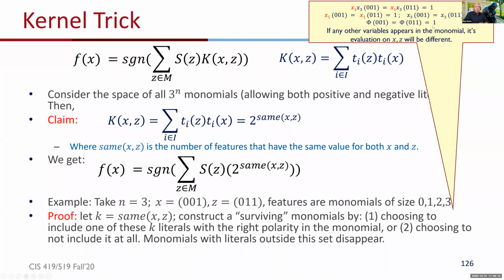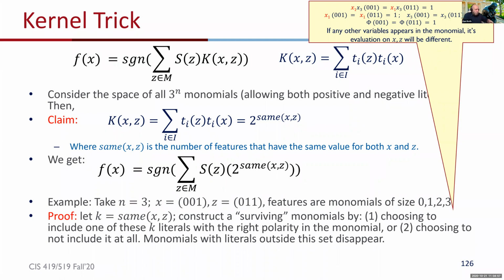The empty monomial is only 1. So basically, once I found the longest monomial on which they agree, I can take all the subsets of it, and they agree on all of those. And that's it. So they only agree on the longest and the subsets. How many subsets does a set of size 2, or a set of size m, have? 2 to the m. And therefore, the value of this dot product is going to be 2 to the number of bits that are the same between x and z.